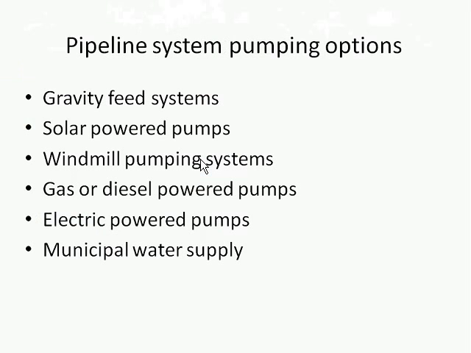All right, let's move on now. We're going to talk about pipeline systems and some pumping options. Some of the types of systems that are out there: we have gravity feed systems, solar-powered pumps, windmill-powered pumps. There's always gas or diesel, electric if electricity is close by and available, and we talked already about municipal water supply.